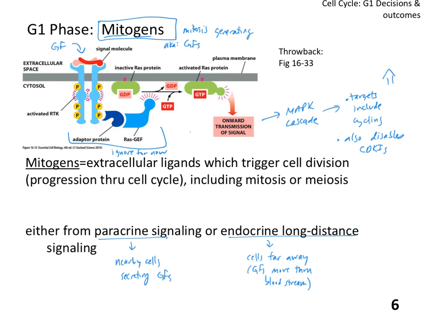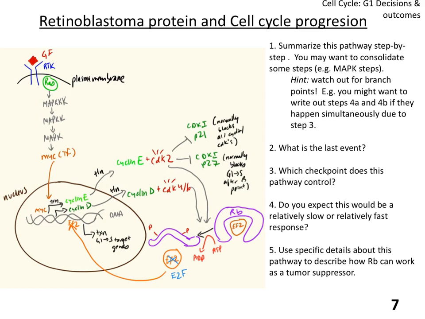And more specifically, we're going to talk here about, and this is what you'll see for the detailed RB signaling pathway, that some of the targets of the MAP kinase cascade include cyclins, and the MAP kinase cascade also will disable CDKIs. So on the worksheet, you'll see this pathway. You're not responsible for memorizing it, however, you should be able to work with it.